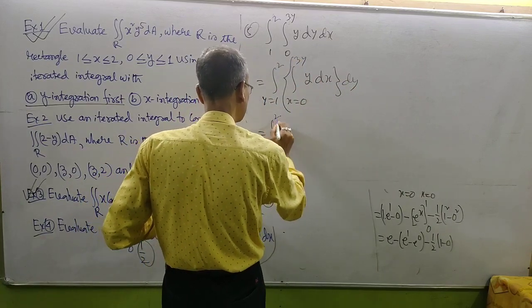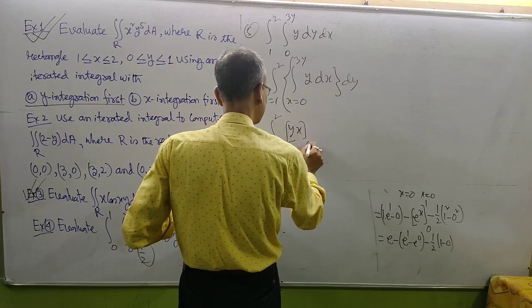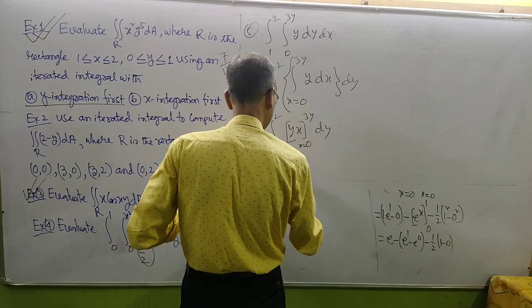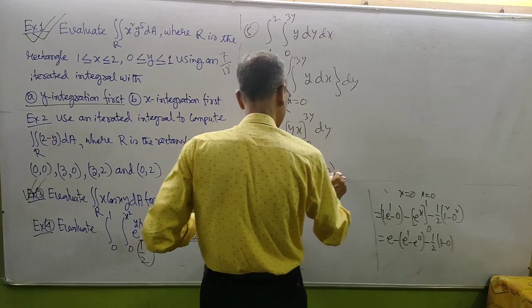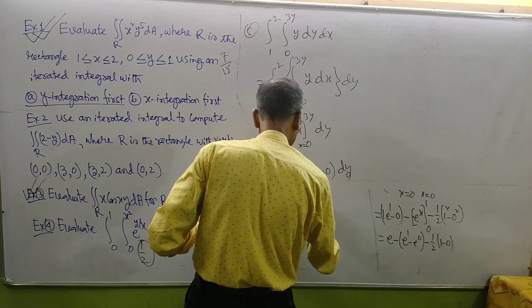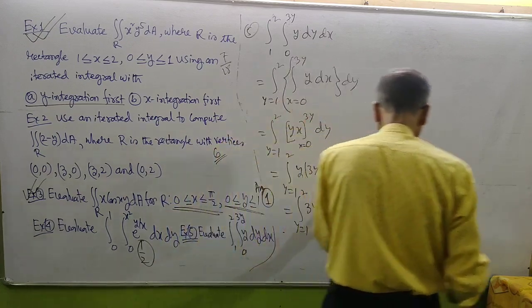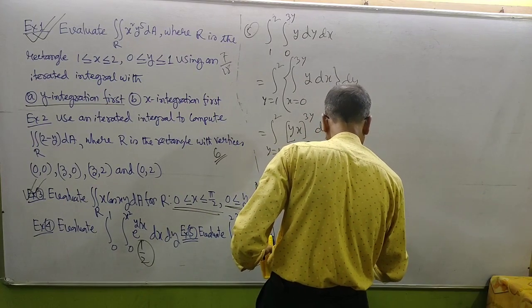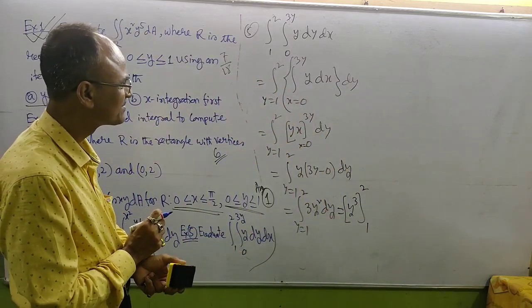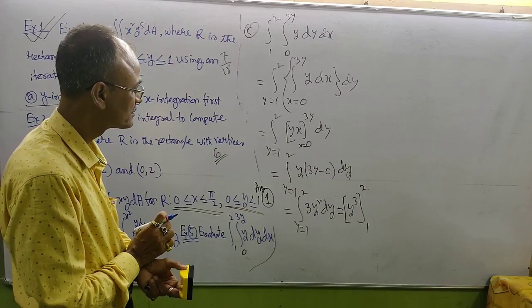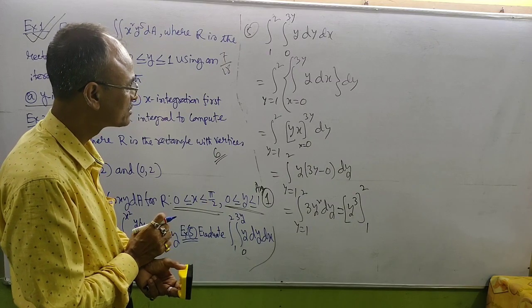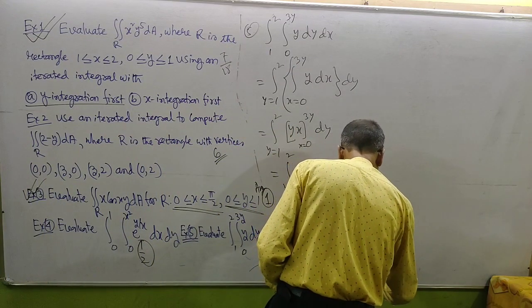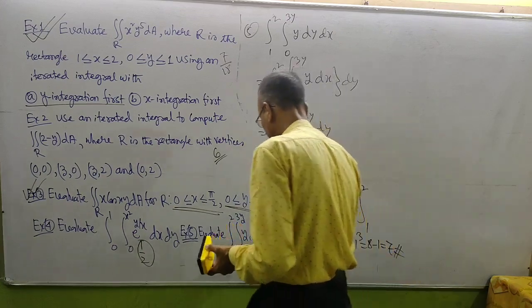This is equal to y is equal to 1 to 2, it will be yx, 0 to thrice y, dy. This is equal to y equal to 1 to 2, y times thrice y minus 0, dy. This is equal to y is equal to 1 to 2, thrice y square dy. This is equal to y cube, 1 to 2. This is equal to 2 cube minus 1. 8 minus 1 is equal to 7. The answer is 7.